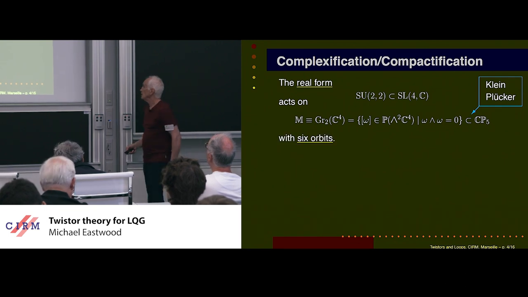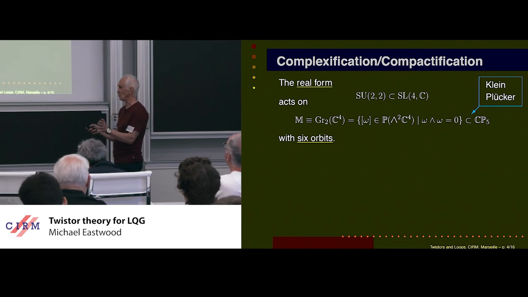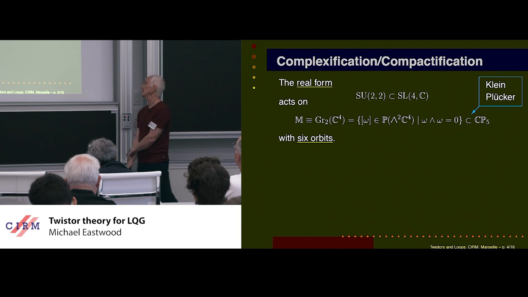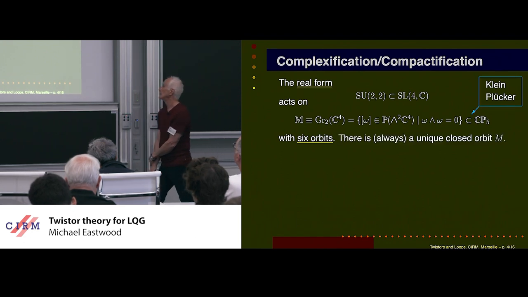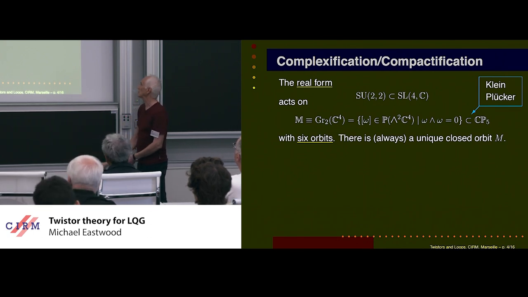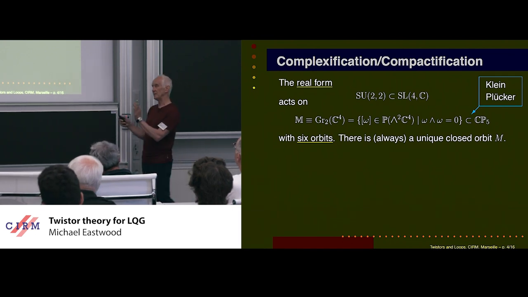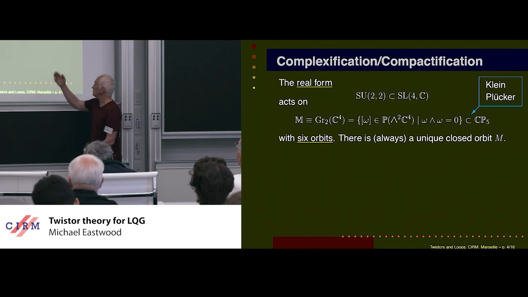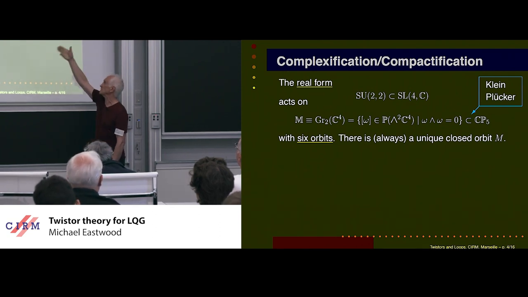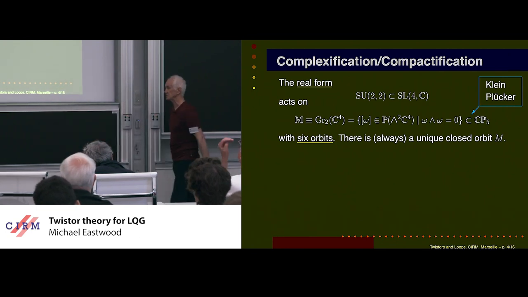However, there are six orbits. Now, rather than explaining these six orbits directly in terms of this Grassmannian, I'll just point out that there is always a unique closed orbit. This is a general feature of when you've got some real form acting on something like a flag manifold. That's the terminology for these things in general.